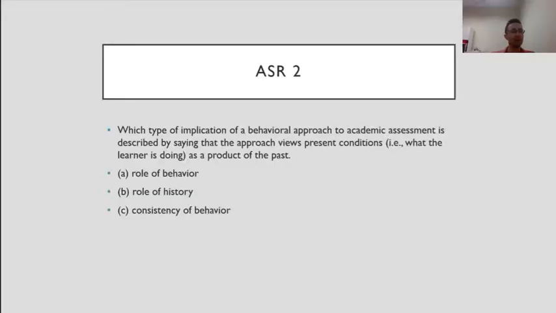ASR number 2, which type of implication of a behavioral approach to academic assessment is described by saying that the approach views present conditions, what the learner is doing, as a product of the past? Is it A, the role of behavior, B, the role of history, or C, consistency of behavior? A few more seconds. All right, I'll close the poll. The answer here is the role of history.